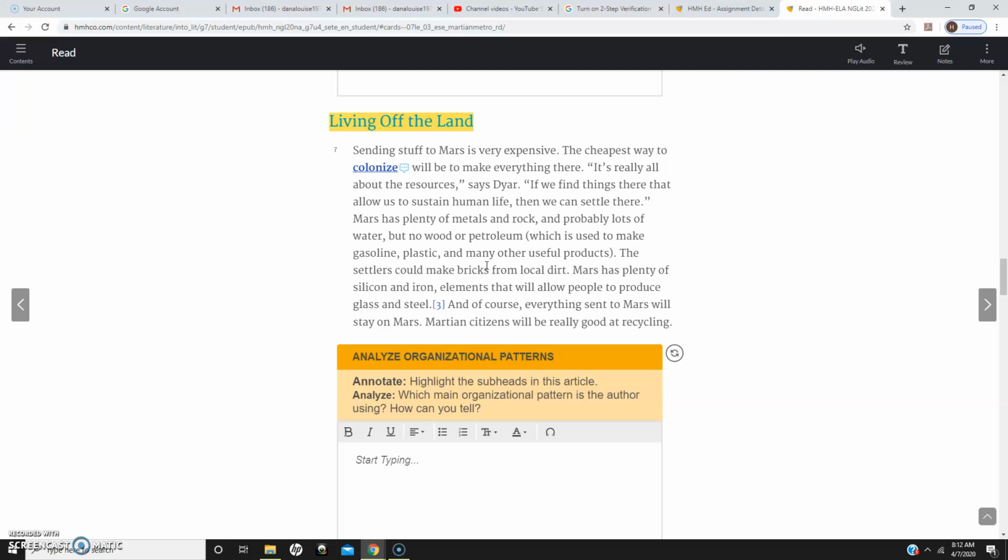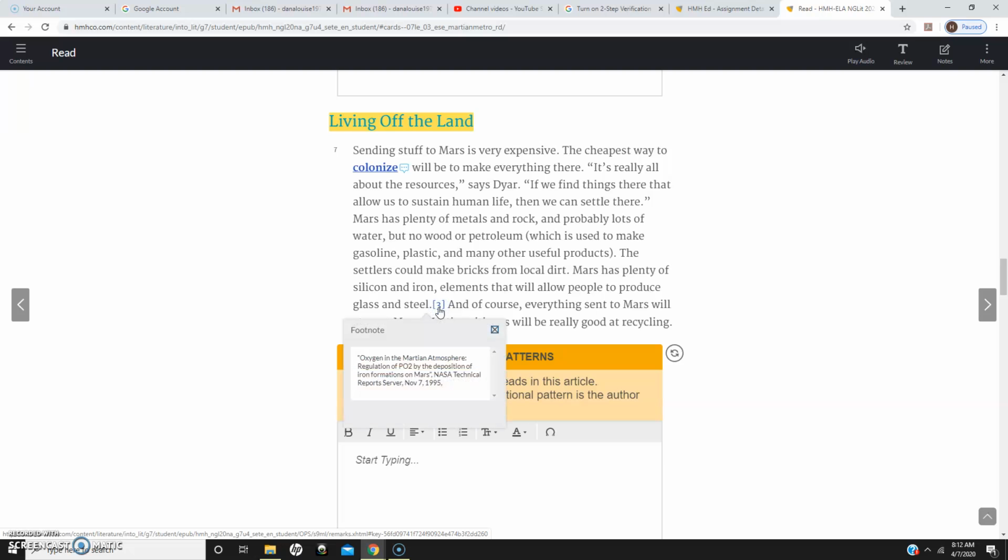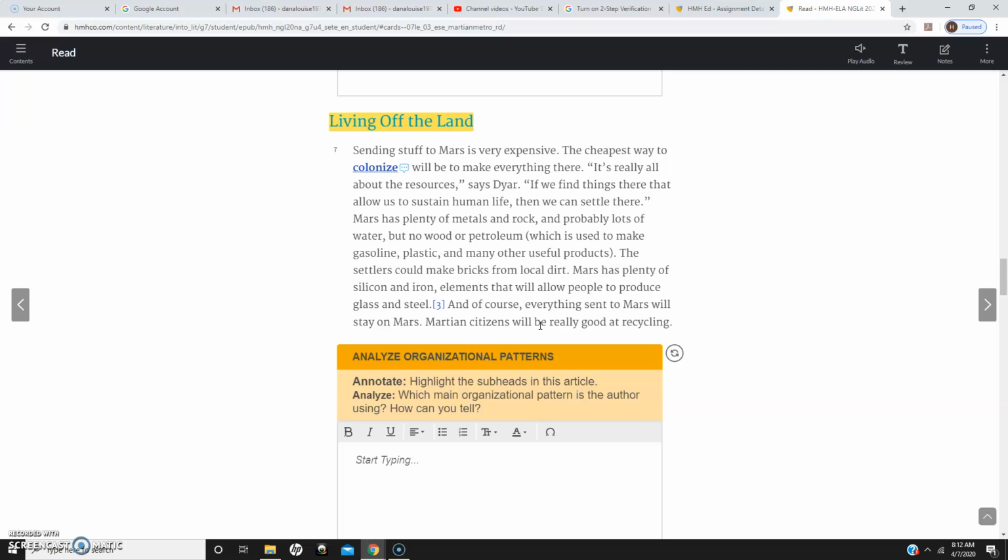The settlers could make bricks from local dirt. Mars has plenty of silicon and iron, elements that will allow people to produce glass and steel. There's another reference there, or footnote rather. And of course, everything sent to Mars will stay on Mars. Martian citizens will be really good at recycling.